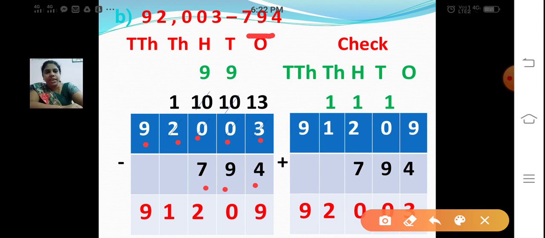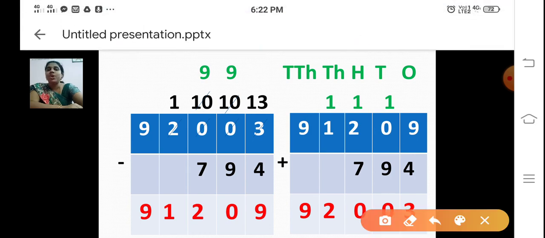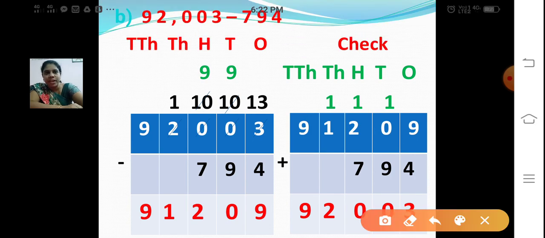So let's start from the ones place. 3 minus 4, is this possible? No. So what should I do now? I have to borrow 1. Can you borrow from 0? If you don't have anything, can you borrow from me? No. So now I have to borrow from the next number, the hundreds place. In there also what number am I having? 0. I cannot borrow. So now I am going to borrow from the 10,000s place.